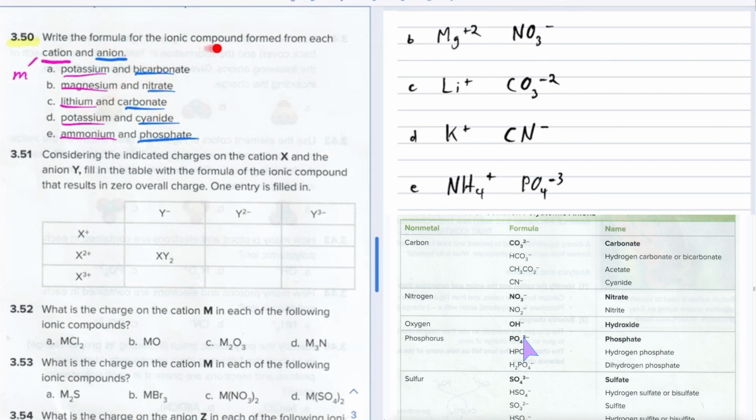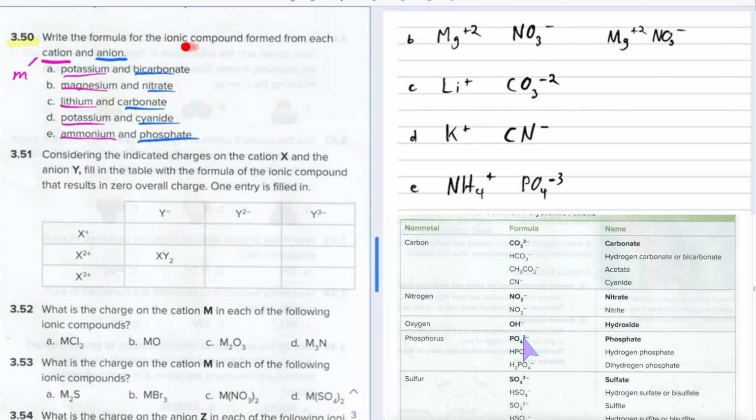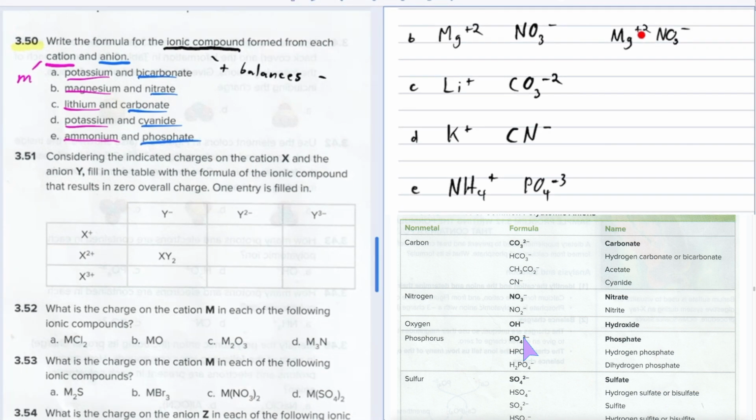Now let's write the formula for the compound. The mistake would be to just write Mg+2 NO3-. There's several things wrong with this. First of all, in an ionic compound the charges are balanced, so there is no overall charge. The positive balances the negative. And second, you're not going to see charges in the formula for a compound. And third, this doesn't even balance. The plus 2 doesn't balance the minus 1.